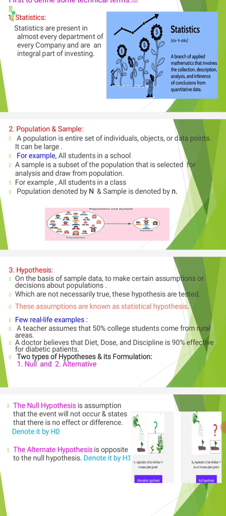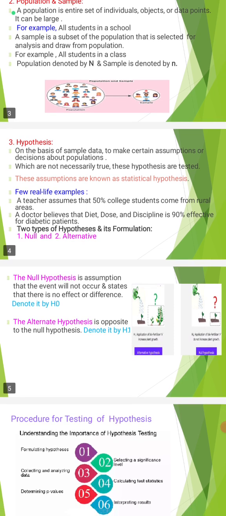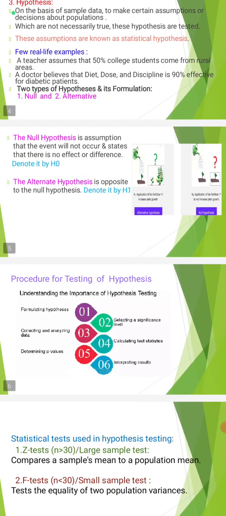There are two types of hypotheses. The first one is the null hypothesis, the second one is the alternative hypothesis. The null hypothesis is the assumption that the event will not occur and states that there is no effect or difference. It is denoted by H naught. The alternative hypothesis is opposite to the null hypothesis and is denoted by H1. Next, the procedure for testing of hypothesis.